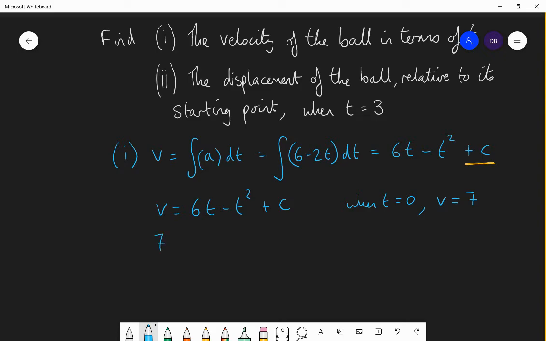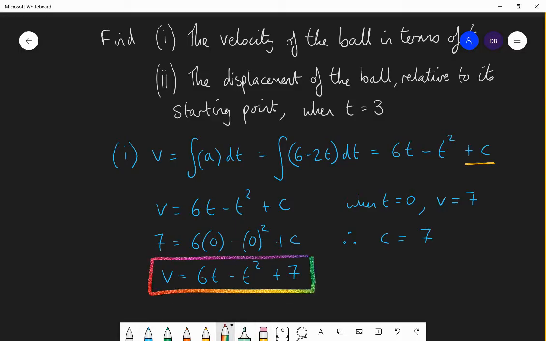So v is 7 when t is 0, so 6 times 0 minus 0 squared plus c. And therefore, c is equal to 7. So my equation for the velocity in terms of the time is v is equal to 6t minus t squared plus 7. So that is the equation for velocity at any time, and I can use it to find the velocity at different points in time.